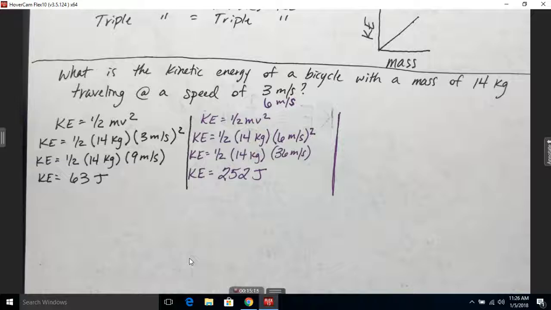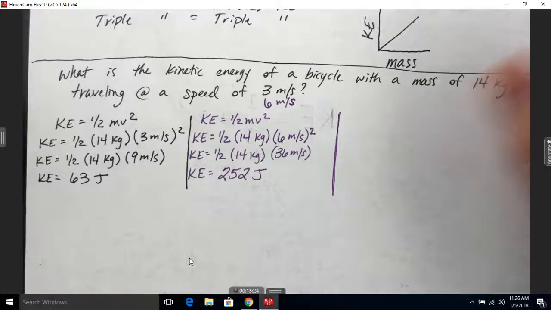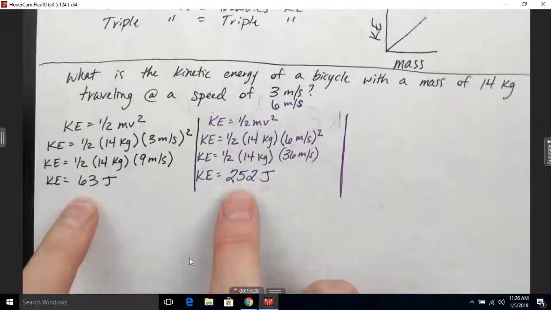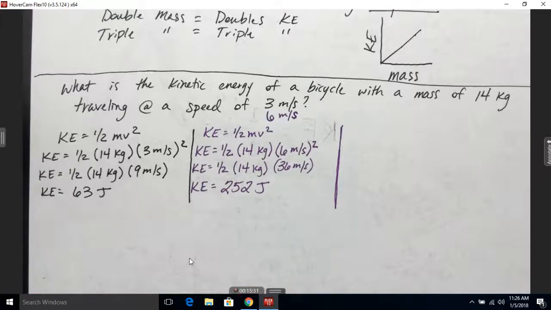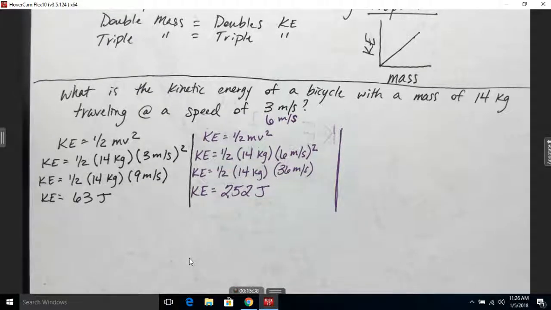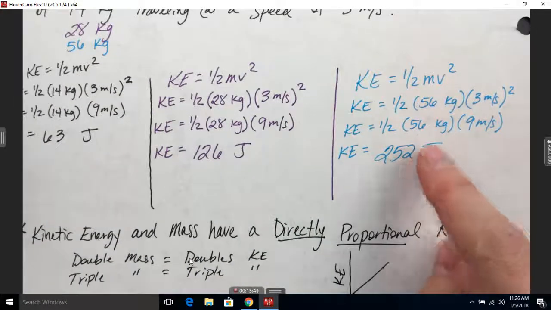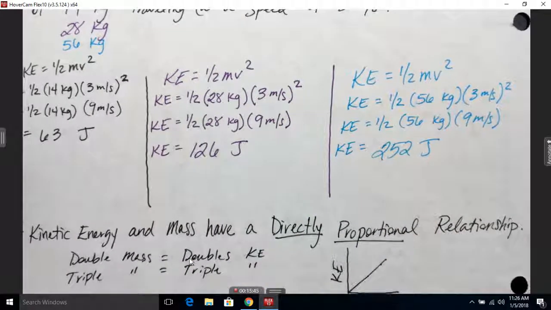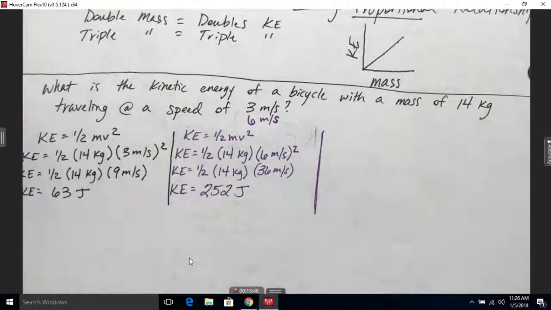252. So we went from 63 to 252. That's a big jump, huh? At the top, look, we only went from 63 to 126. Now we went from 63 to 252. The third time we doubled it, it's the same answer. So that means double, double. It quadruples.